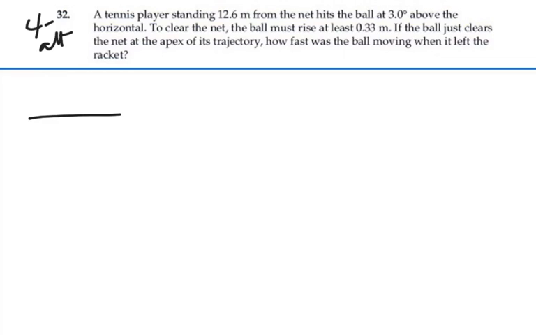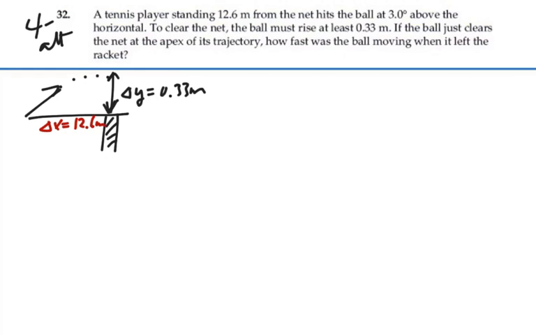So here's the net, and we are going to shoot this to clear the net at the apex. So that displacement at that moment is going to be 0.33 meters. And of course our x displacement is 12.6 meters. The angle of this trajectory is 3 degrees.